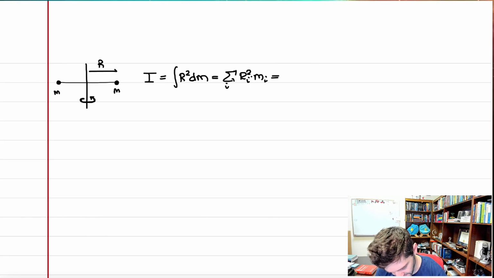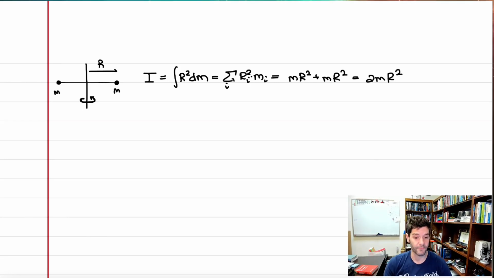So in this case, it's going to be m r squared plus m r squared, or 2m r squared, for the rotational inertia of this kind of massless baton with two balls at the end.